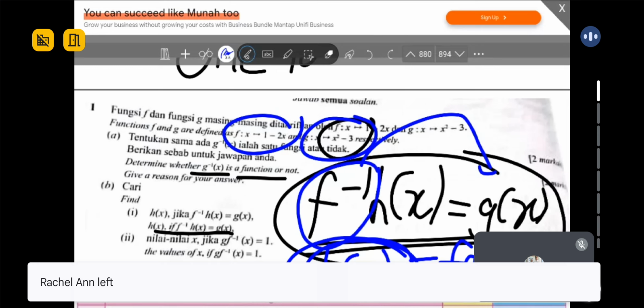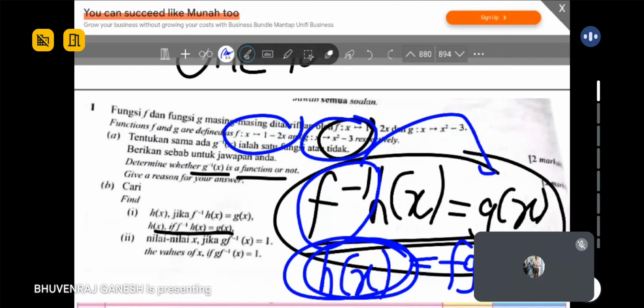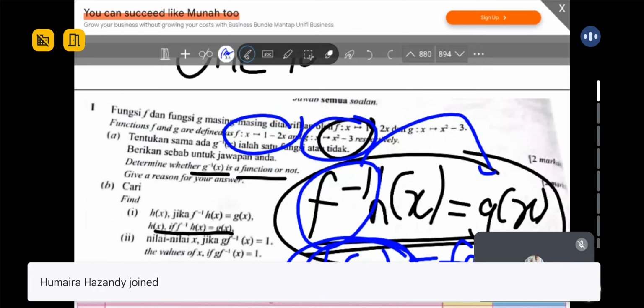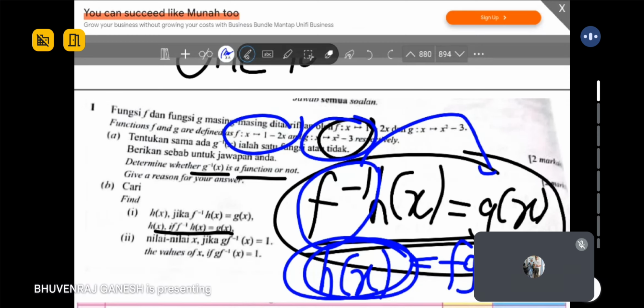Boleh faham tak, guys? So kamu pindahkan F songsang sahaja. Just shift the F inverse from left to right. So you get HX equal to FGX. So kamu buat fungsi gubahan sahaja. Just do a composite function of FGX. Then get your HX answer. Senang sahaja. Like that only.